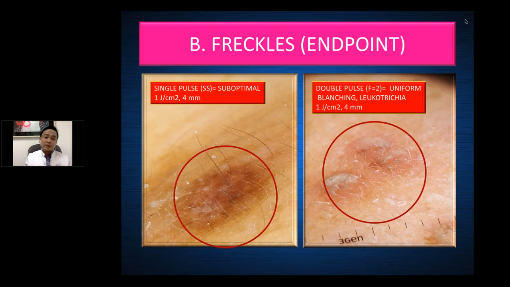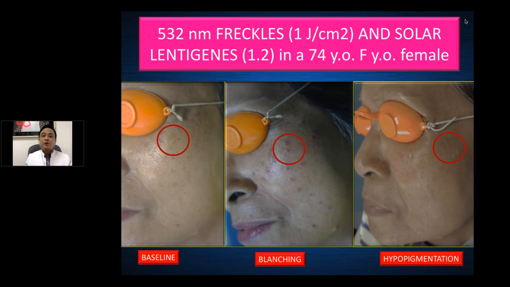However, some of the patients, especially the elderly, present with both freckles and solar lentigines. So we're not supposed to use a single fluence. We need to use the correct fluence depending on the pigmented lesions. And sometimes dermoscopy is also a very helpful tool to distinguish between freckles and solar lentigo. So take this case, for example, of a 74-year-old female who wanted to be beautiful.